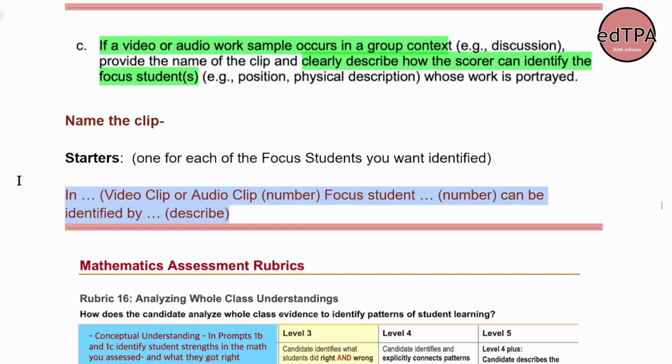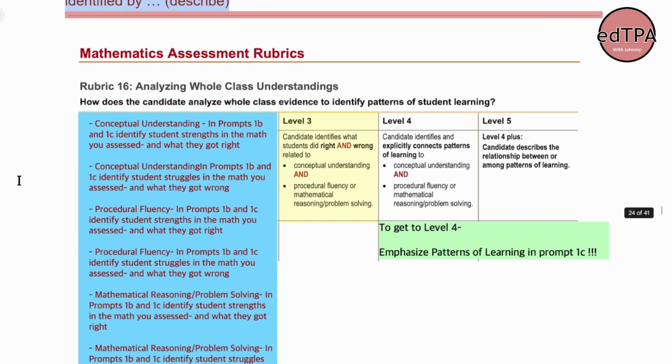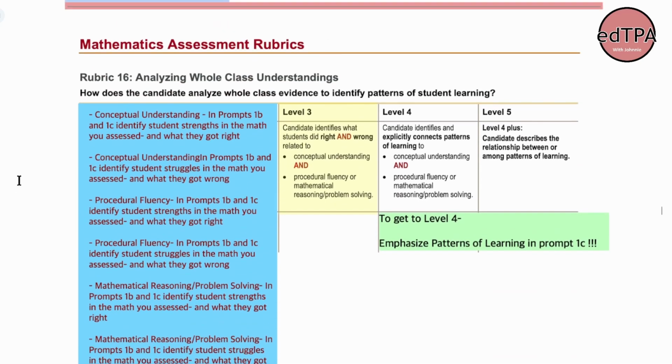So those are all the prompts for task 4. Let's look at the rubrics. There are only 3 for task 4. Let's start with rubric 16, analyzing whole class understandings. How does the candidate analyze whole class evidence to identify patterns of student learning?